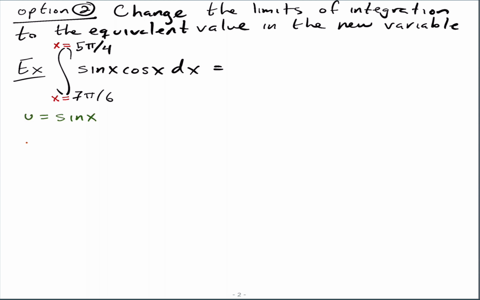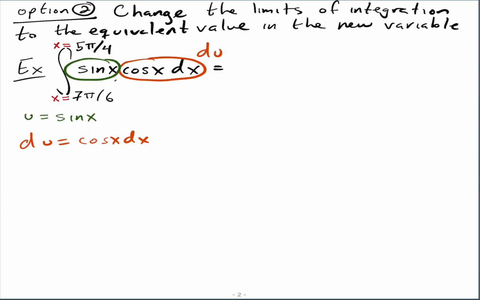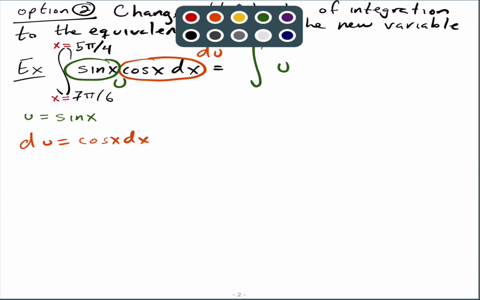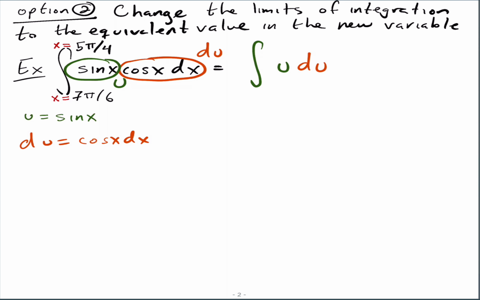Less signs to worry about. So what would du equal to here? It would be cosine x dx, right? So notice this cosine x dx is du, and sine x is u. So notice that this is going to equal the integral of u du, right? Okay, so this is the nice thing about changing the limits of integration.